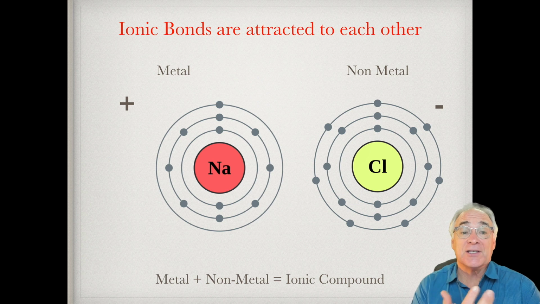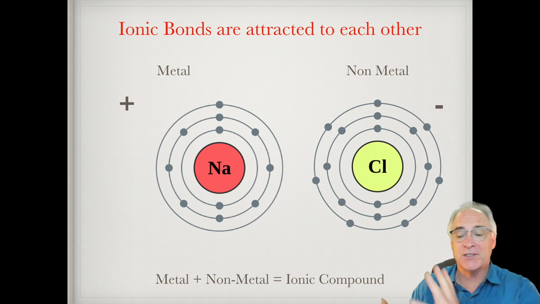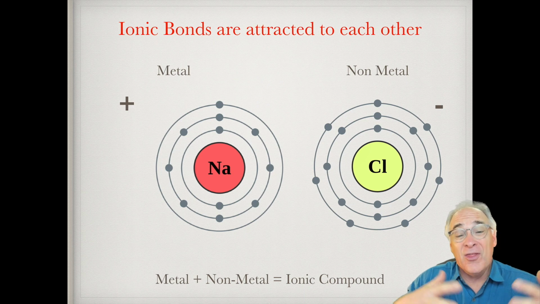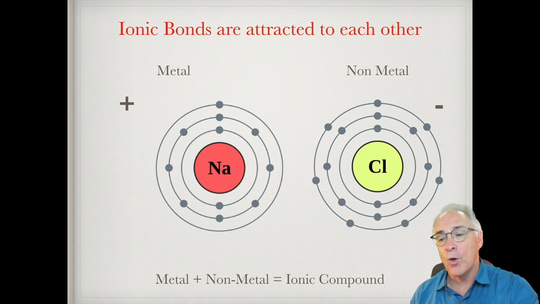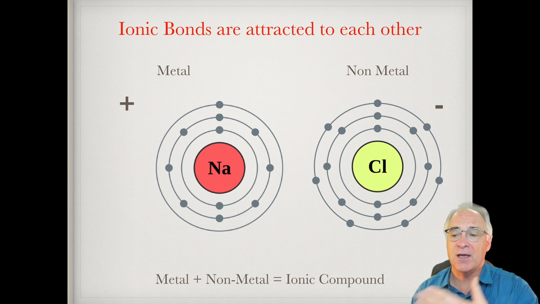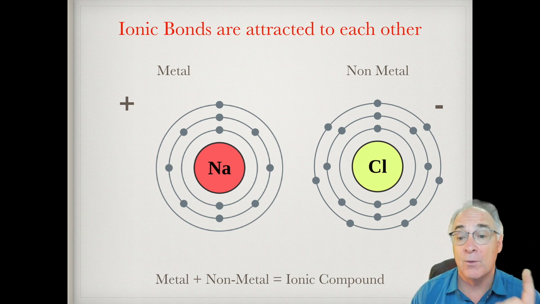Now let's take a look at this next one. This is called an Ionic Bond. Ionic Bond basically means the matching up of a metal plus a nonmetal. On this one, they're not sharing electrons. They're attracted to each other because of their charges. So chlorine, because of its valence, is going to be -1, and the metal is going to be +1.